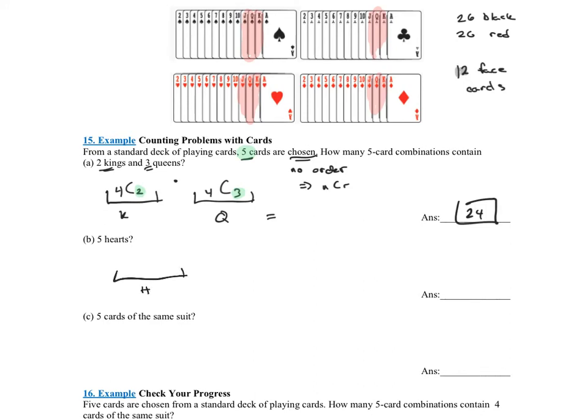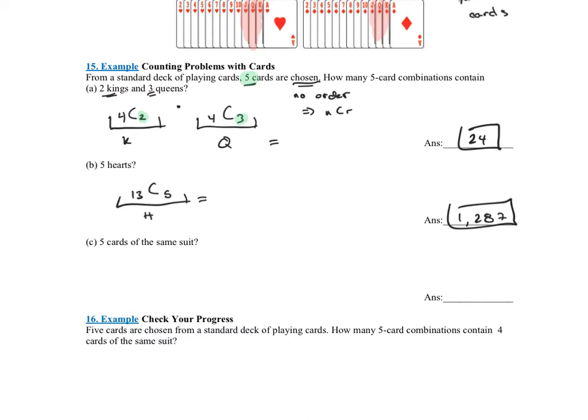So how many hearts are there? There's 13 hearts in a deck of cards. Of the 13 hearts, I want 5 of them. Again, order doesn't matter. It doesn't matter which order they came into my hand, so I'm using combinations. Plug that into your calculator now and see what you get. I'm getting 1,287 distinct possible ways.